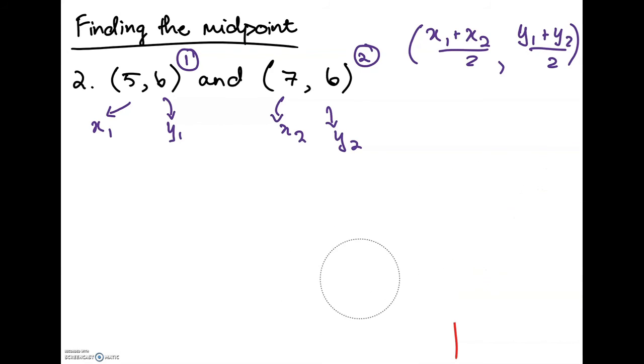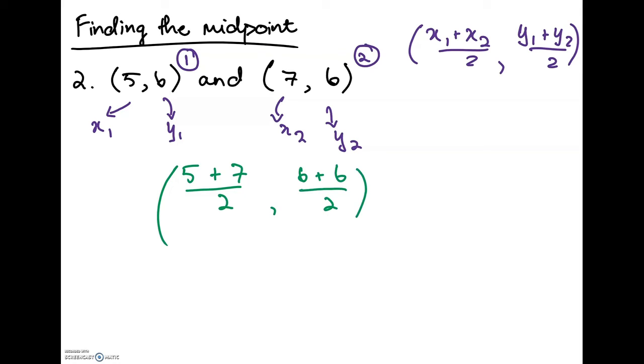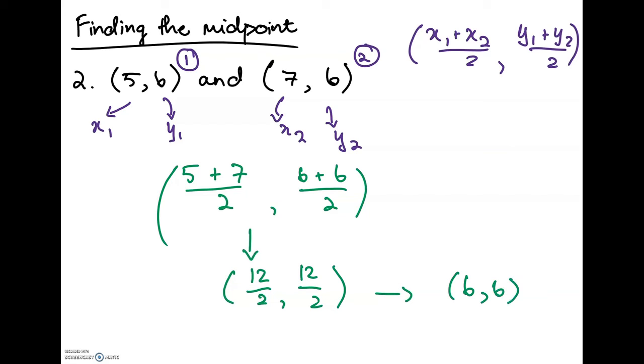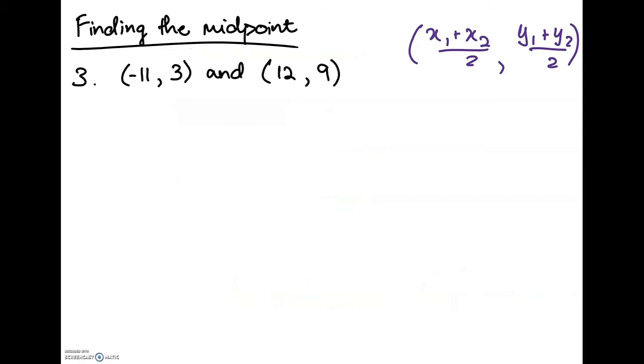So we're going to basically just put it back inside the formula to see if our answer was actually correct. We have to do x1 plus x2 over 2. So x1 is 5, x2 is 7, over 2, comma, 6 plus 6 over 2, and this simplifies to 12 over 2, comma, 12 over 2, and as I said before, our final answer is 6 comma 6. Let's do one last example.